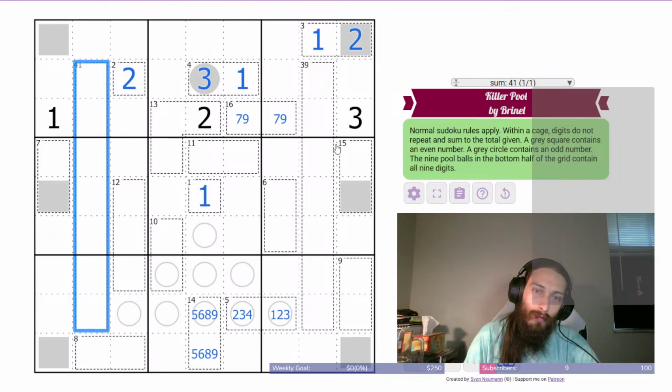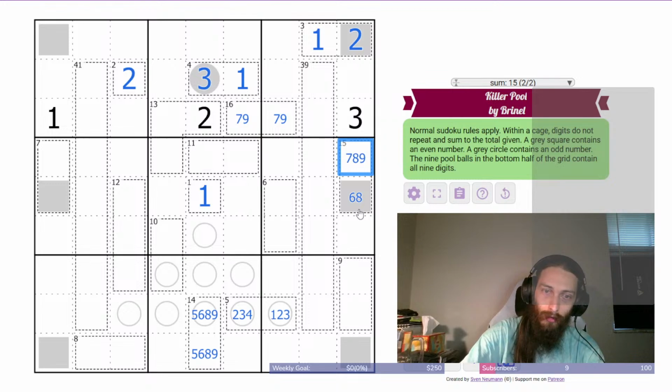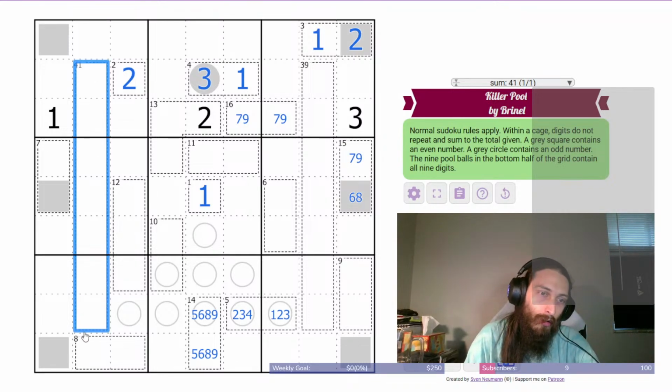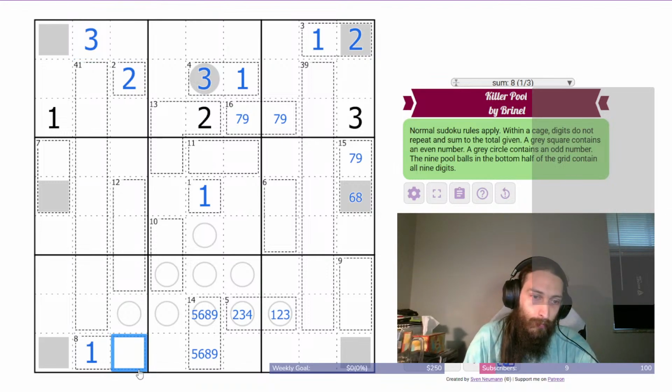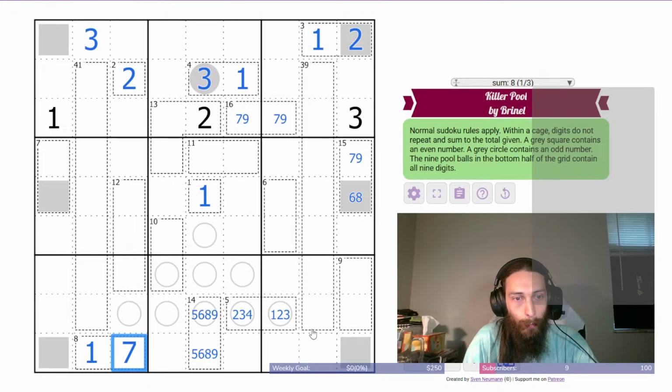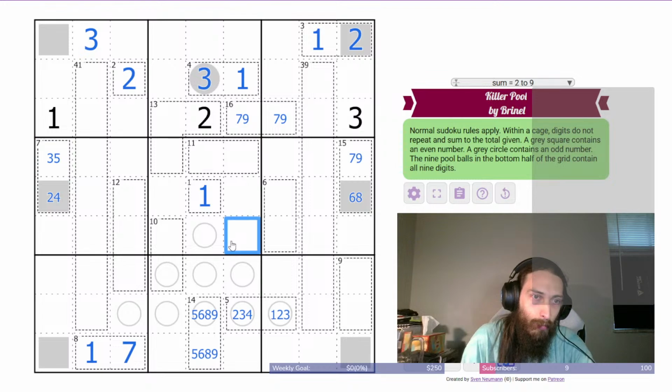15 cage in column 9. 6, 7, 8, 9. This one has to be even, so 7, 9 is out, so 6, 8 is out on the other side. 41 means we end up with, what, 4 left over, which is going to be a 3 and a 1, which automatically places a 7. 7 is 1 through 6, but not 1 or 6, and our even digit is not 3 or 5, so 2 and 4 is out of the top.